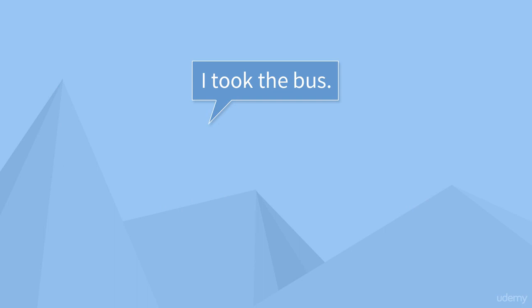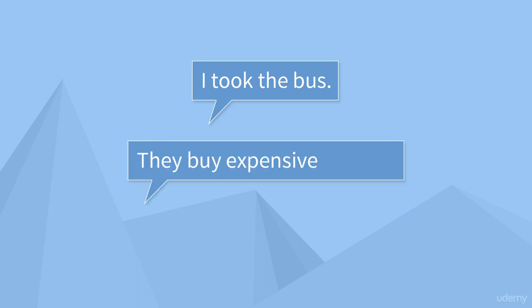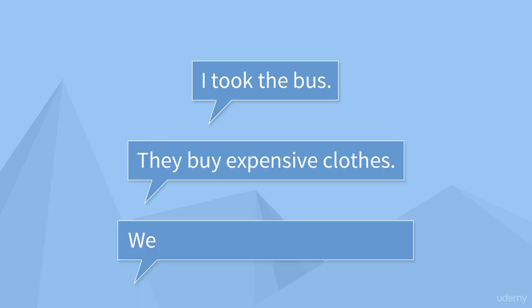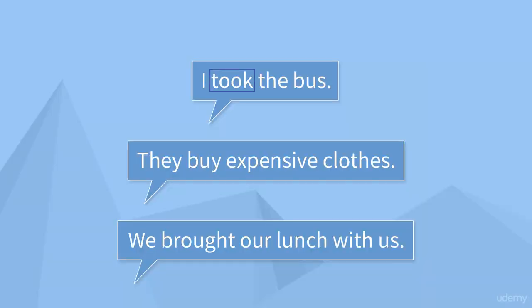Here are some more sentences with transitive verbs. I took the bus. They buy expensive clothes. We brought our lunch with us. So here, the objects of these sentences are the bus, expensive clothes, and our lunch. What did I take? I took the bus. What did they buy? They buy expensive clothes. What did we bring? We brought our lunch.